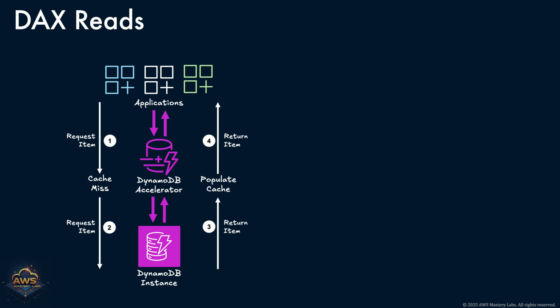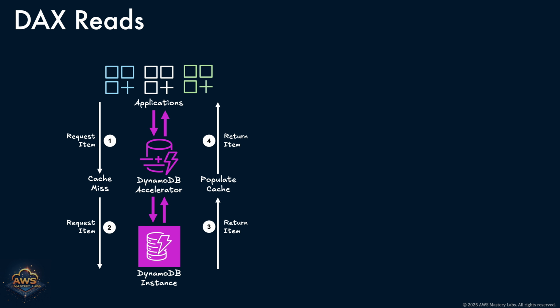The process begins when the application issues a read request to retrieve a specific item. Instead of contacting DynamoDB directly, the request is intercepted by DAX, which functions as a fully managed in-memory cache that sits in front of your DynamoDB table. DAX's first job is to check its internal cache to see if the requested item is already stored and available for immediate return. In this scenario, however, the item is not present in the cache. This is known as a cache miss.